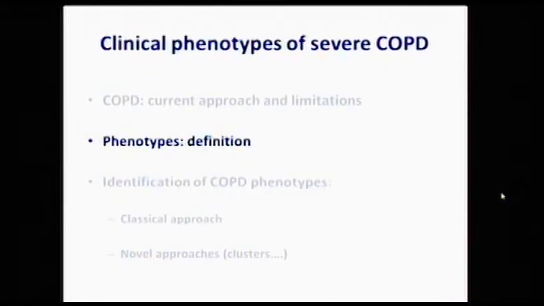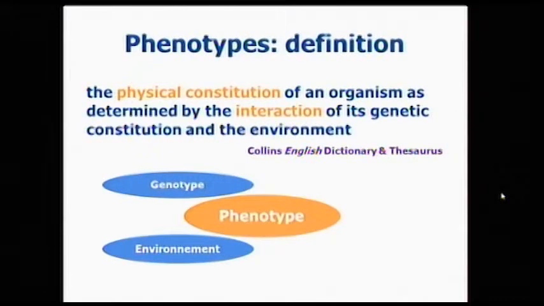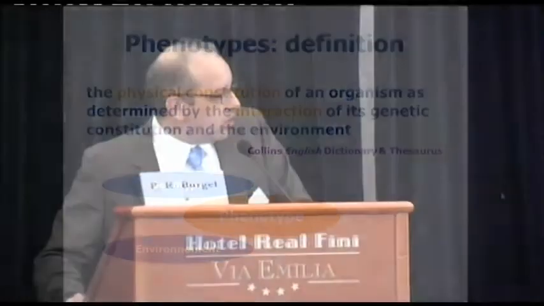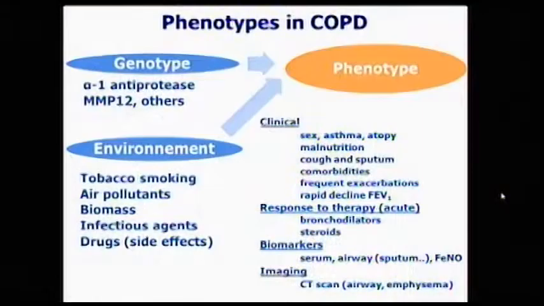So this is probably why we need phenotypes. When you want to know what a phenotype is, you go in the dictionary, and as has already been said this morning, it's the interaction between genetics and the environment, and it gives you phenotypes. So if you think of this for COPD, what do we have about genotypes? We have alpha-1 antiprotease. It's a strong genotype, but it's only in a minority of patients. We have many different polymorphisms, MMP12 and others, but from a clinical point of view, it doesn't really add much at the moment, at least.